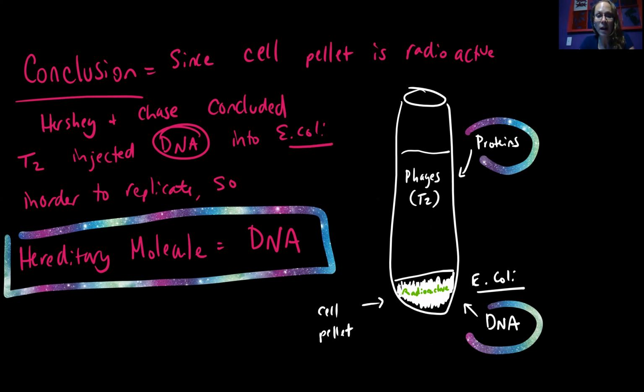So again, because the cell pellet with the E. coli is the radioactive part at the end of the experiment, that told Hershey and Chase that the T2 bacteriophage injected the DNA molecule into the E. coli in order to replicate. So our hereditary molecule is the DNA molecule.